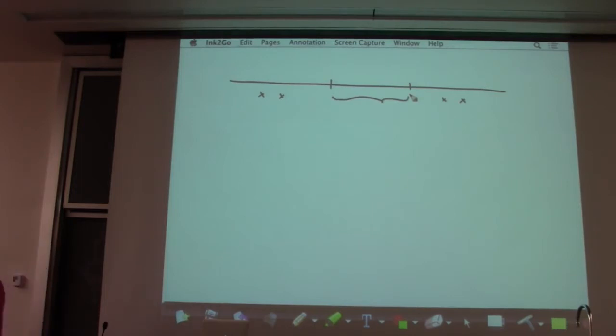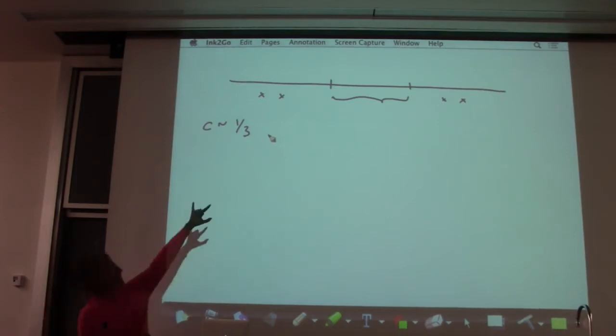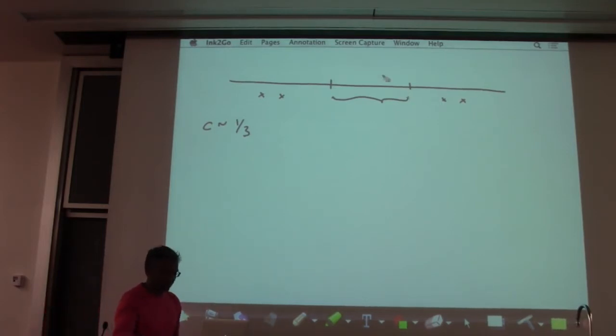Yes? Where's the C in respect to all this? C is going to be something like 1/3. Okay, so we should put it right. Yeah, so I mean this is the error basically. If you really want this, right? Right. So there's going to be some error around it. Right. Yeah.